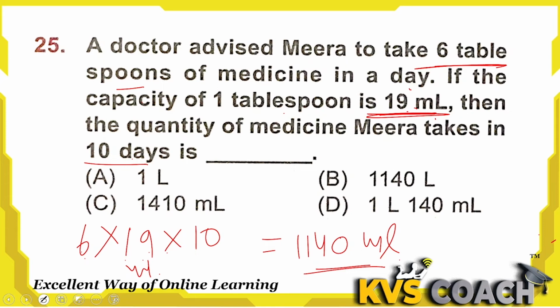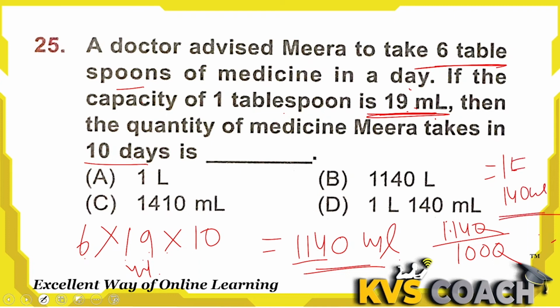But 1140 ml is not a given answer, so we convert after changing into ml. 1140 divided by 1000, then we will get the value in liters. So it is 1 liter and 140 ml of medicine here. So 1 liter 140 ml, D is the right answer here.